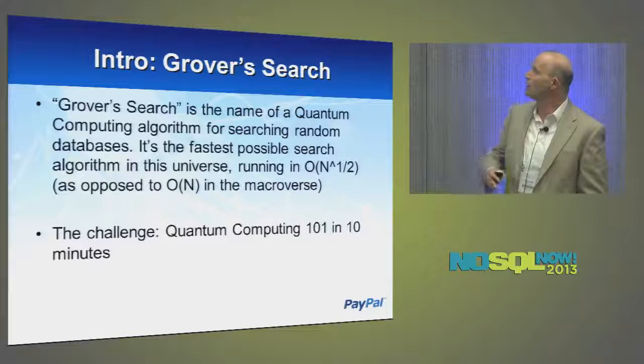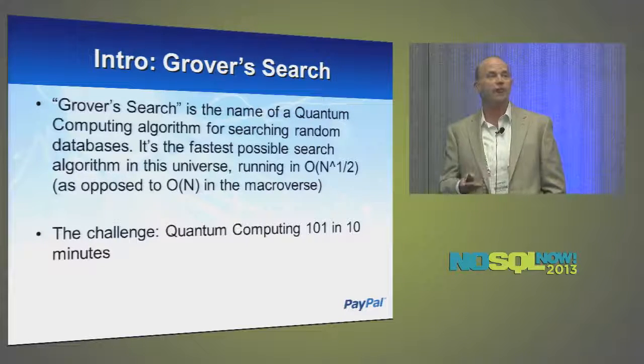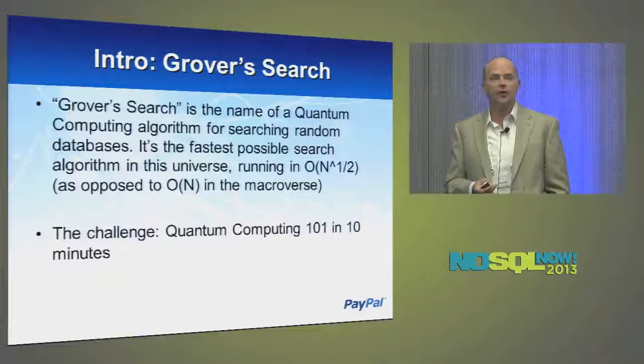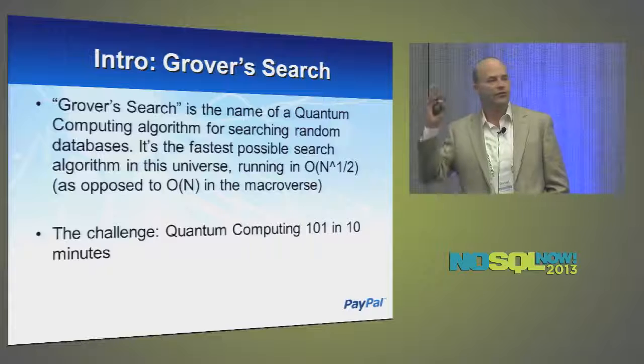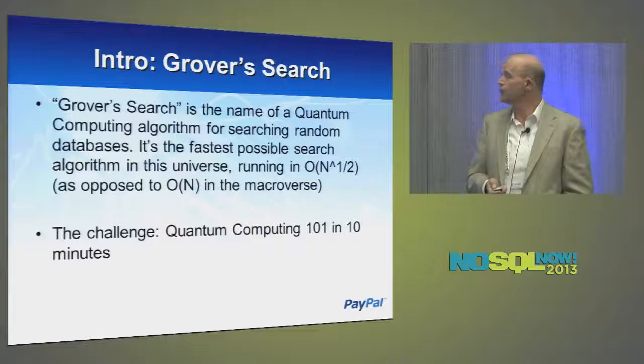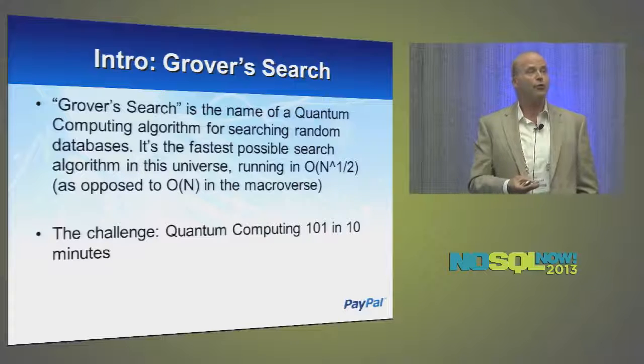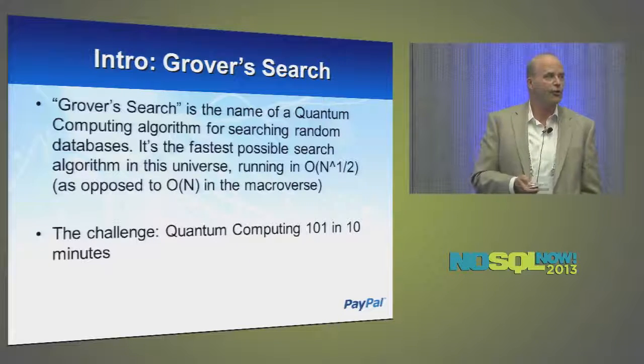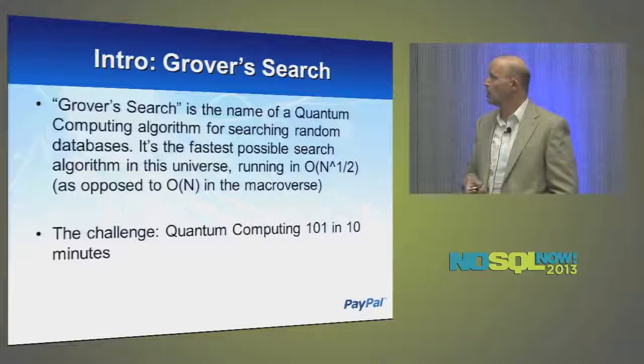The second part of the talk is really about Grover's search, which is a good example of a quantum algorithm. In fact, it's the fastest possible search of a database. And since there's no SQL conference, I thought this might be a good topic. Grover's search is actually provably optimal for searching a random database, which is kind of remarkable.